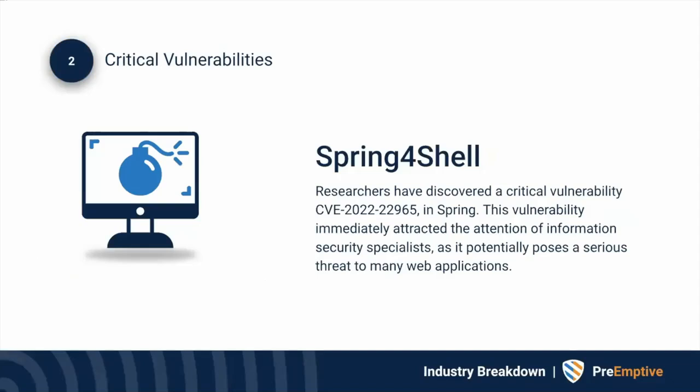Researchers have discovered a critical vulnerability, CVE-2022-22965, in Spring. This vulnerability immediately attracted the attention of information security specialists as it potentially poses a serious threat to many web applications. Similar to Log4Shell, this new vulnerability was named Spring4Shell. But the most pressing questions are, what exactly is Spring4Shell and why is this vulnerability fatal for developers?